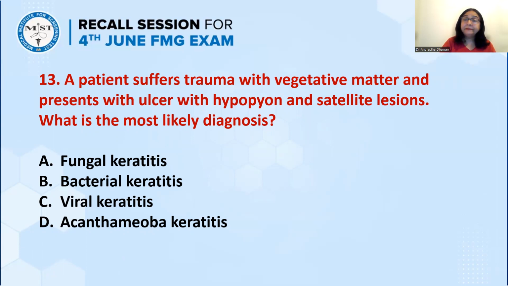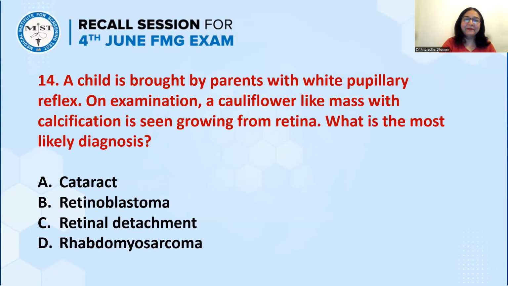Trauma with vegetative matter, then satellite lesions. So these two go in favor of fungal keratitis. So we can easily rule out bacteria, viral, acanthamoeba, because once there is history of vegetative matter, once there is sign of satellite lesions, and hypopyon is also a very common feature of fungal ulcer, I think you must not have felt any difficulty in marking the right answer, which is the fungal keratitis. So sometimes the question can be image-based, sometimes it can be based upon the case scenario, but very typical question for fungal keratitis.